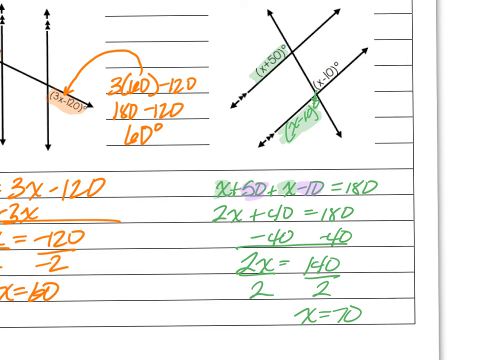Okay, so now I'm going to take my x and plug it in. So this one says 70 plus 50 equals 120 degrees. And this one says 70 minus 10 equals 60 degrees. And there we go. All done.